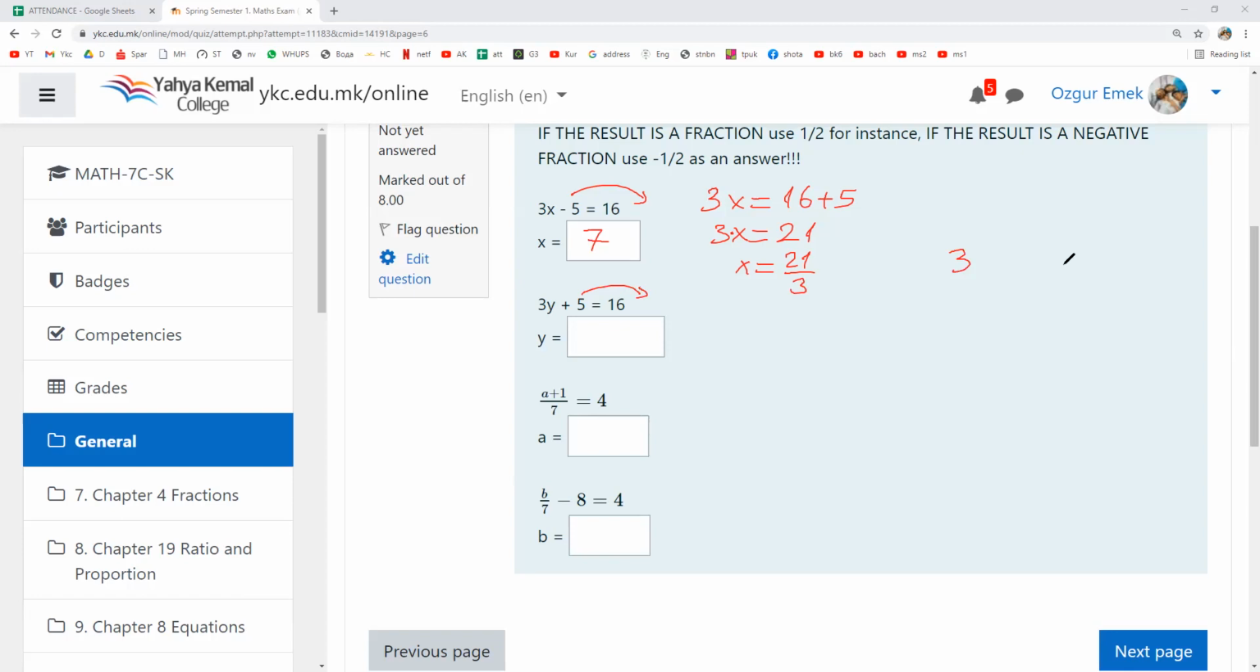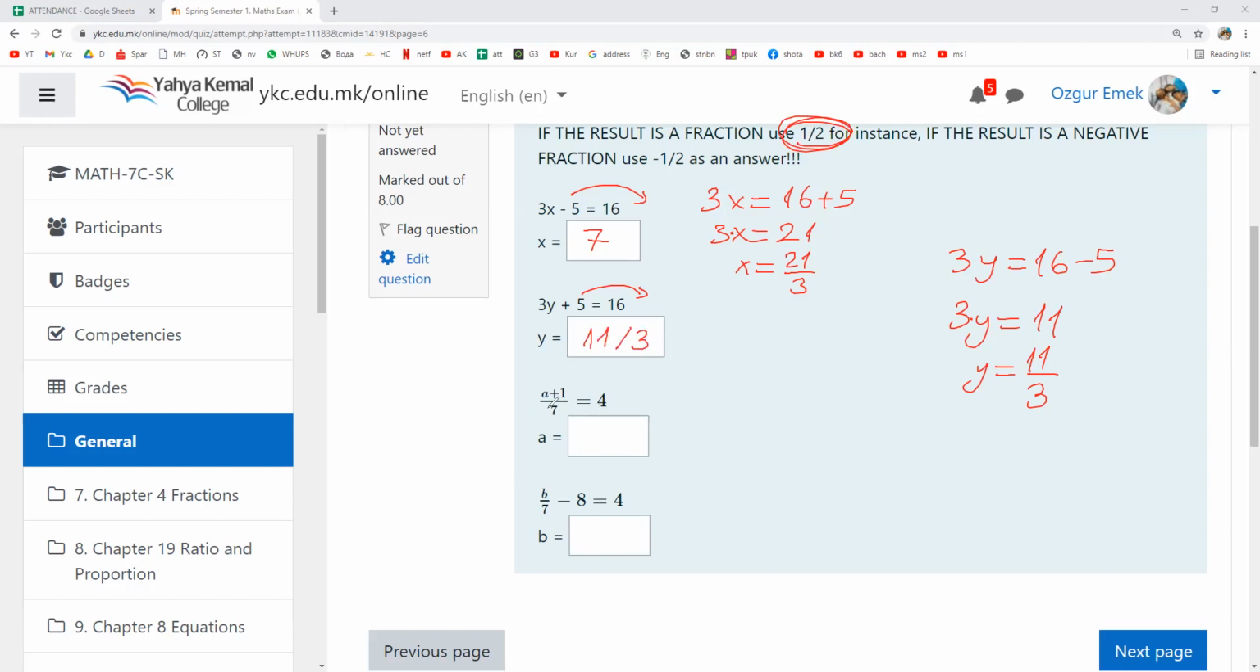3y equals 16 minus 5. 16 minus 5 is 11. So 3 is multiplied by y, so 3 will divide 11 on the other side, or it will be written at the bottom of 11. So 11 over 3. I ask you to write such results. So 11 slash 3.